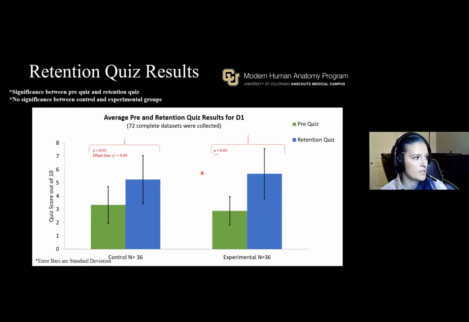We saw similar results with the retention. We saw improvement from the pre to the retention. There was a little bit of decrease from the post to the retention. That was significant. However, there was still an increase from the pre-quiz to the retention quiz score. Again, no difference between our control and experimental groups.